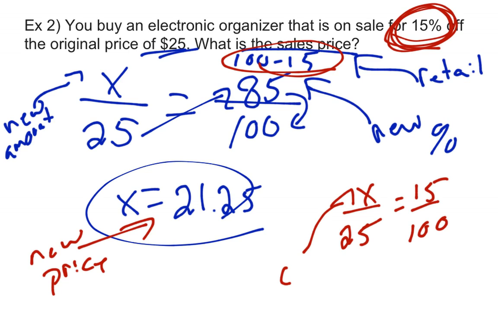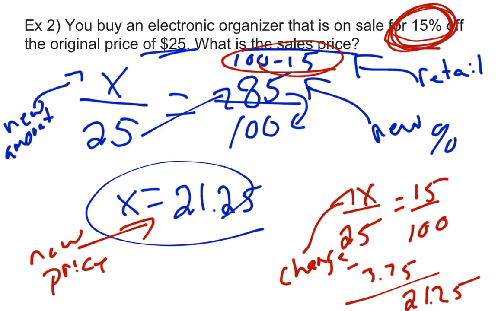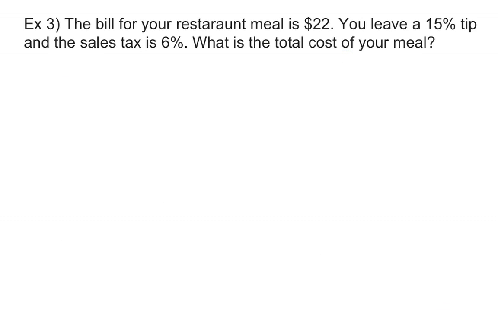If I didn't do that, if I just did x over 25 equals the 15% over 100, then this would tell me how much it was going to change by. It would say how much it's going down, which would be $3.75. Then you would have to subtract that $3.75 from the $25 it really was, and you would still get that new price of $21.25. So if you're doing proportions, there are a couple different ways to do that today.